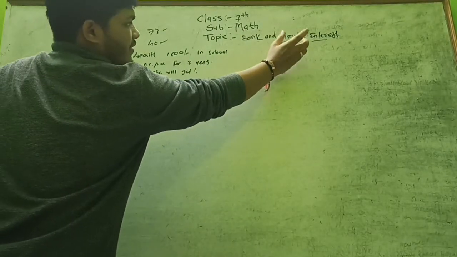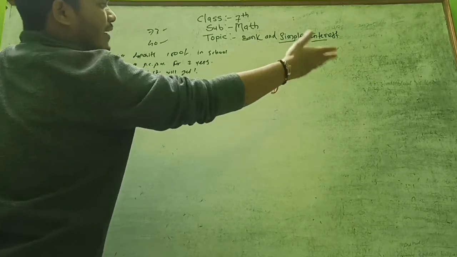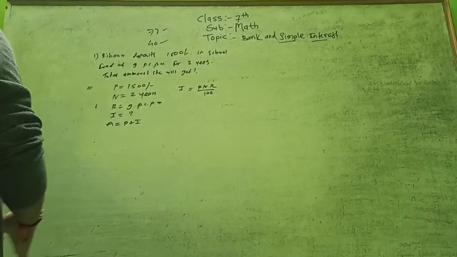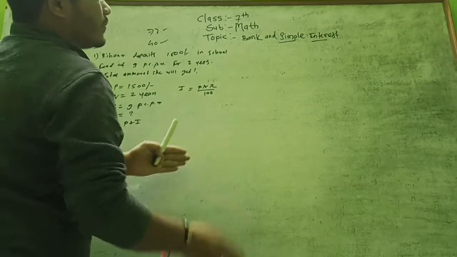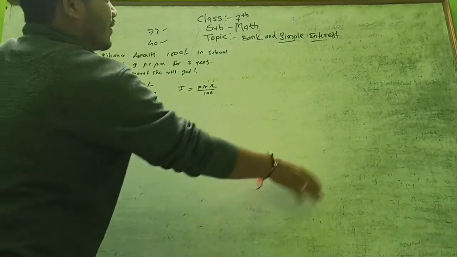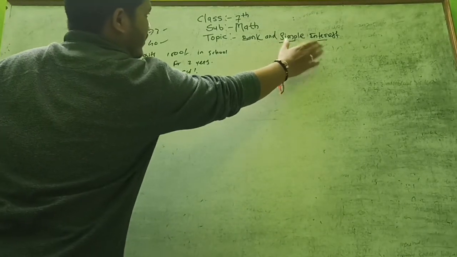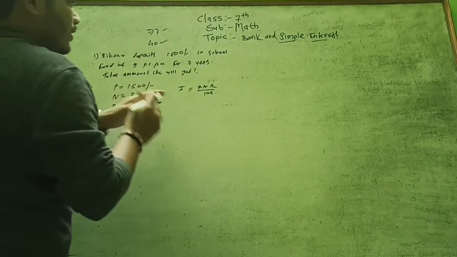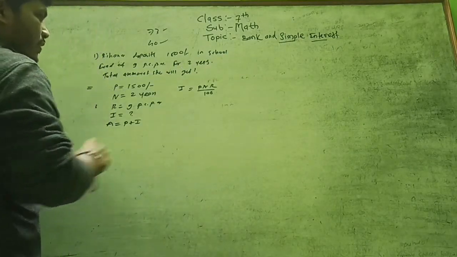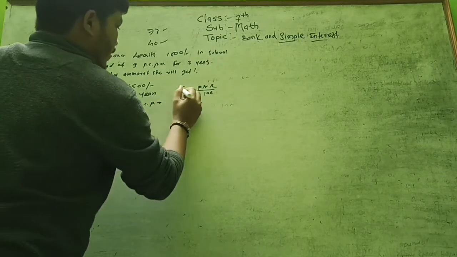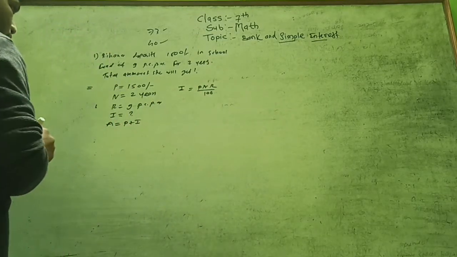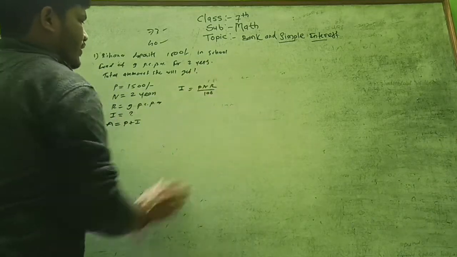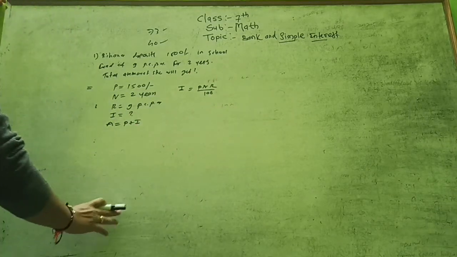Why is the word simple used here? Because interest may also be calculated by the compound method. Interest is of two types, simple interest and compound interest. That's why the word simple is given before interest. In this 7th standard we are going to see only simple interest; in the next standard you will have to find out compound interest also. So coming to the problem.